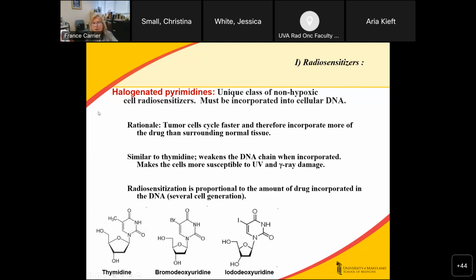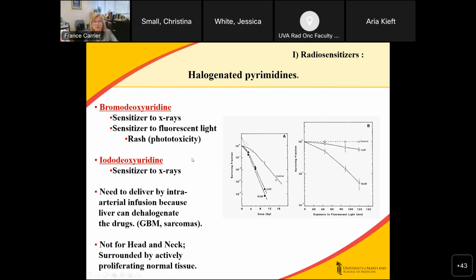There is another class of non-hypoxic cell radiosensitizers, the halogenated pyrimidines. These may be incorporated into cellular DNA. The rationale for using a small molecule like that is that cancer cells cycle at a much higher rate than normal cells, and they are expected to incorporate these pyrimidines faster than normal cells. They look like thymidine, as you can see here. They would be expected to weaken the DNA because they prevent replication of the DNA. The problem is that you need quite a bit of these pyrimidines incorporated into the DNA to have some effect on the cells, because at each replication phase you need enough to prevent the replication of a particular cell.